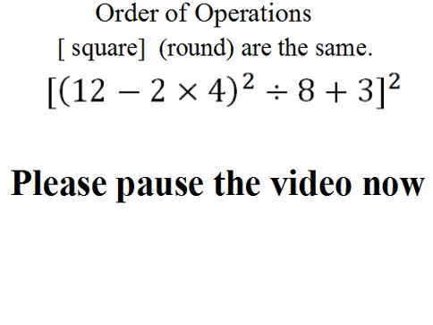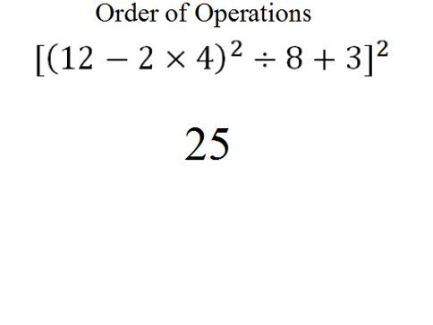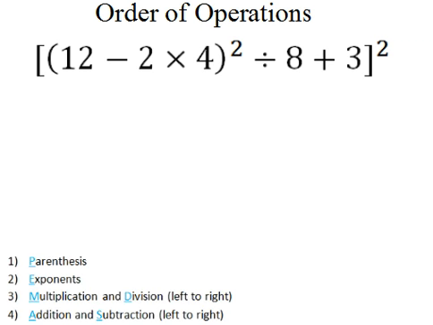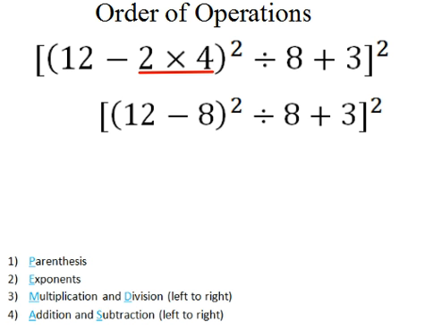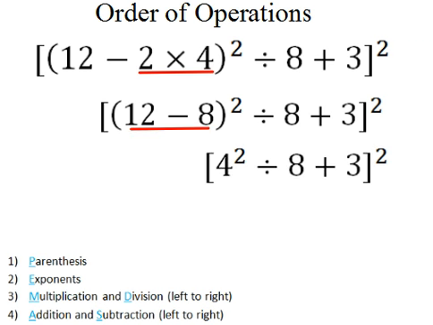Okay, welcome back. As you can see, the answer is 25. Now we're going to go ahead and start on the inside parentheses with 12 minus 2 times 4. We've got subtraction and multiplication, so we're going to do 2 times 4 first, since multiplication comes before subtraction. Well, 2 times 4 is 8, so now we're left with 12 minus 8, still inside the parentheses, so we're going to have to do that next. Well, 12 minus 8 is 4. And that's going to leave us with 4 to the second power, or 4 squared.